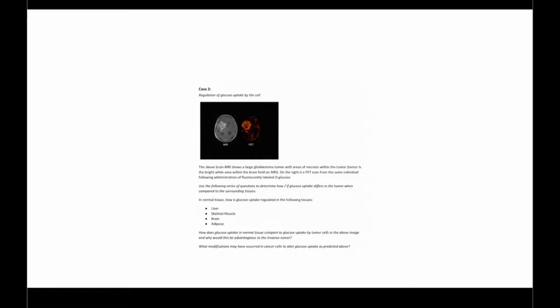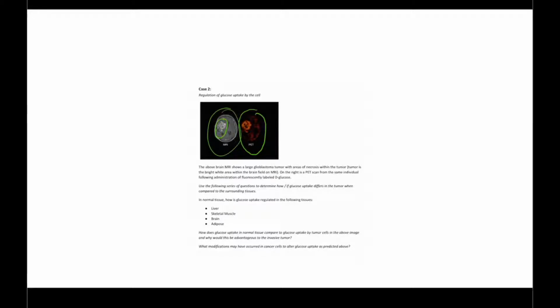So the first question I picked is Case 2, the regulation of glucose uptake by the cell. Here we see an image that depicts an MRI of an individual with a large glioblastoma tumor. The tumor is actually these white areas on the left side of the image. And on the right, we see a PET scan of the same individual after they were given fluorescently labeled D-glucose. This again is still the brain on the PET scan.